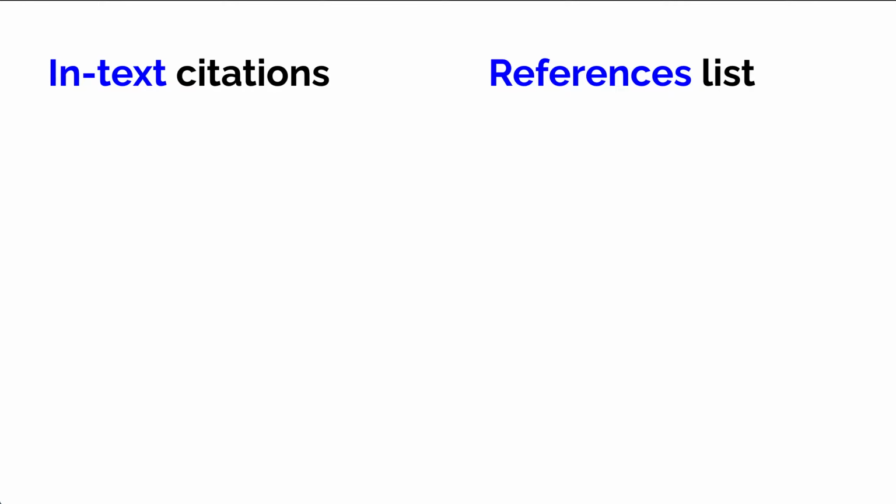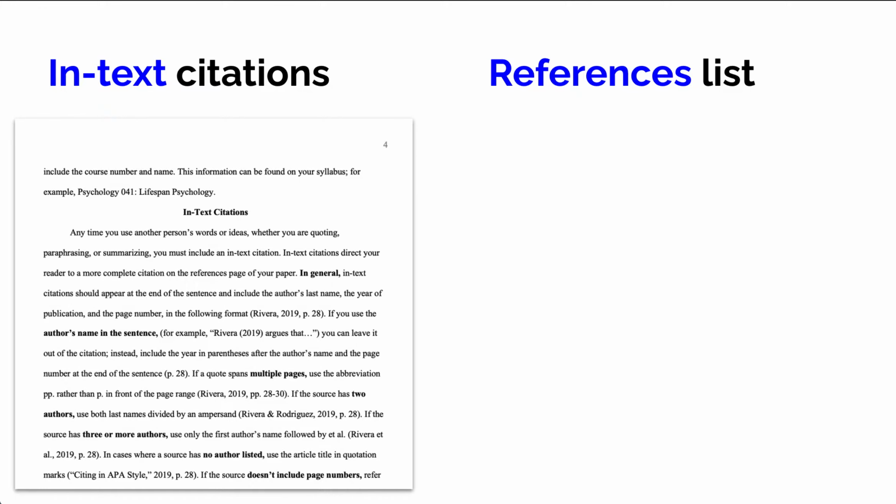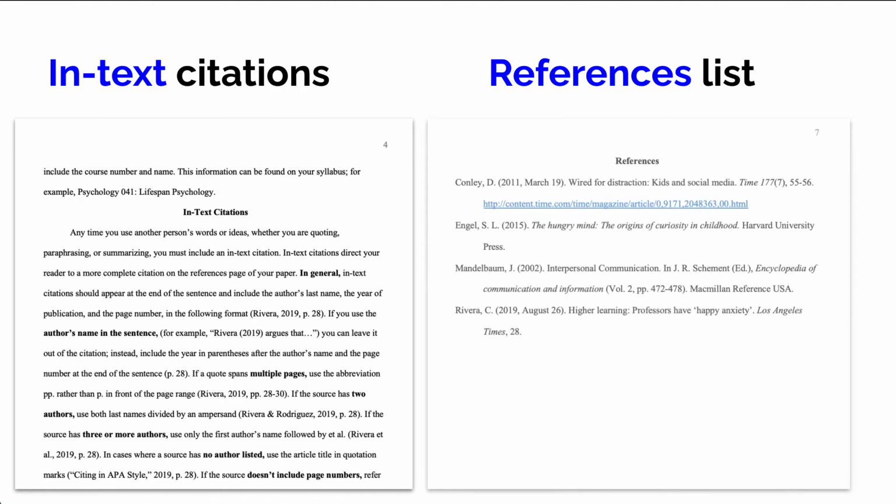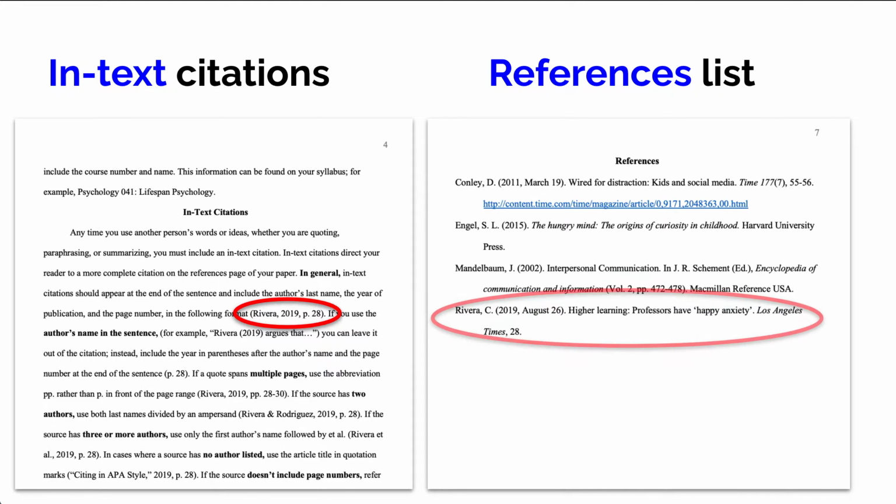In APA style, you'll be using in-text citations that refer your readers to a full bibliographic citation at the end of your paper in what's known as a references list. So you'll see on the left a parenthetical citation, which is simply a shortened version of a full citation that can be found in a references list.